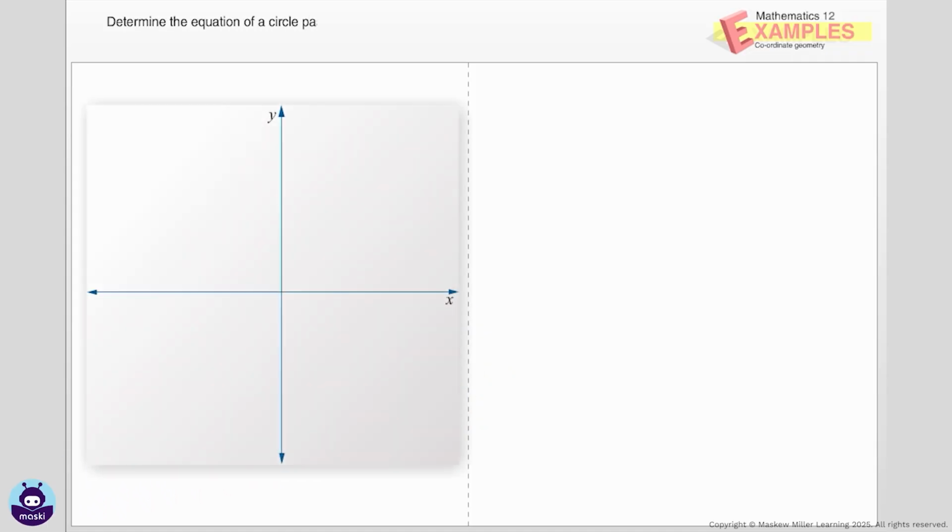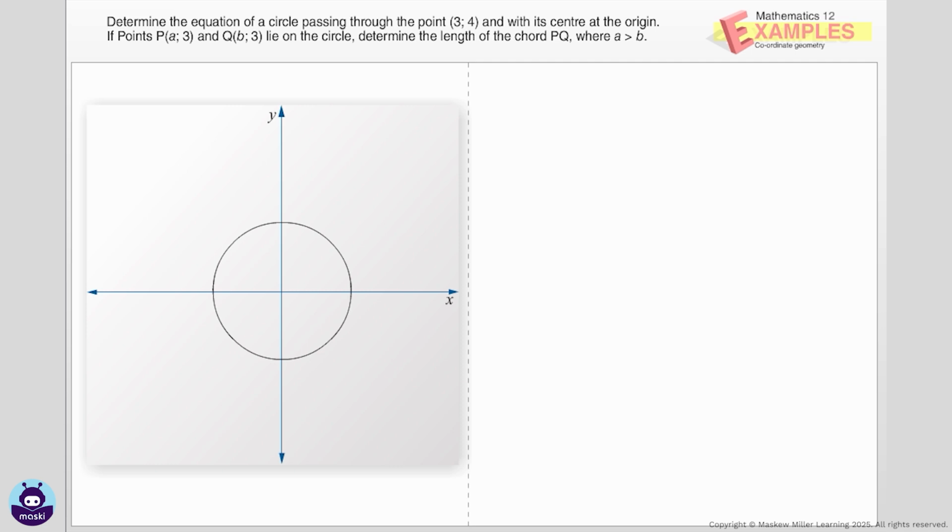Example 2. Determine the equation of a circle passing through the point (3, 4), and with its center at the origin. If points P(a, 3) and Q(b, 3) lie on the circle, determine the length of the chord PQ where a is greater than b.